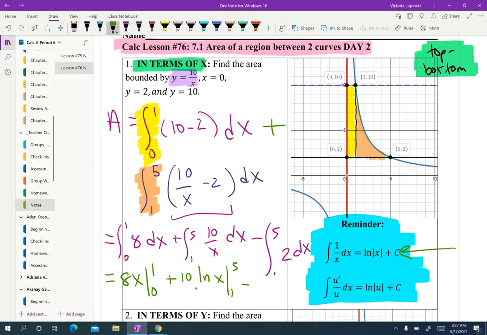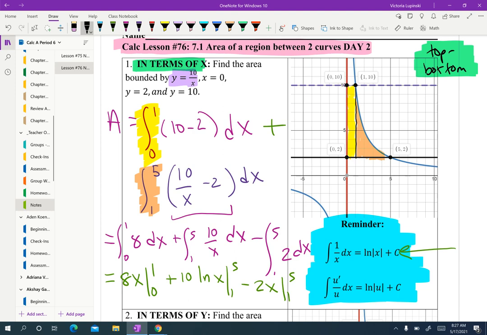Minus, if you integrate just a 2 in terms of x, you're going to get 2x, and that's going to be from 1 to 5. So again, those are my integrations. I'm going to need a little bit more room, so I'm just going to scroll on over there to the right. But again, just to reiterate what I've done so far.